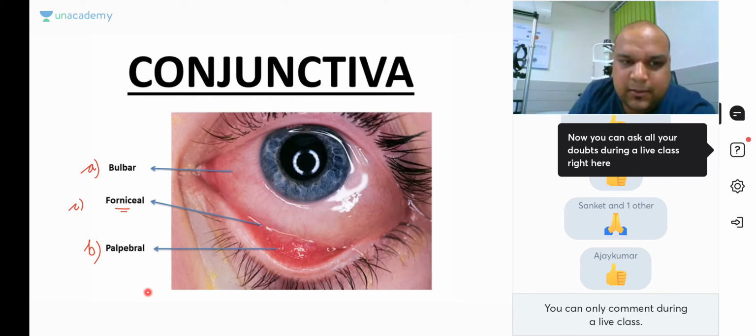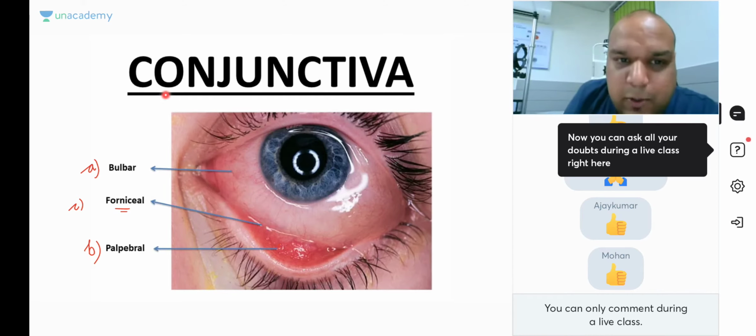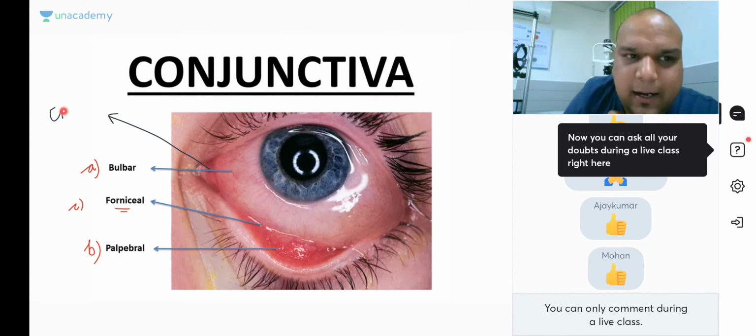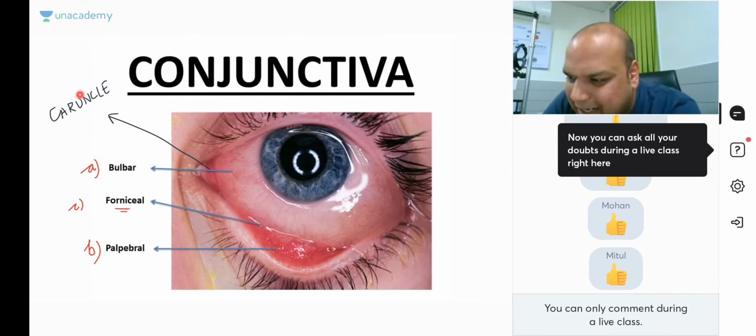Yes. Then this corner, everybody, I'll just mark this. In this corner, if you try to feel it, there is a small nodule kind of lesion. Can you feel it? Try to feel it in your eye, everybody. At this corner, don't push on the lacrimal side. In this corner, there is a nodule kind of a thing, and this is called as caruncle. These are just rudimentary structures, you can say.